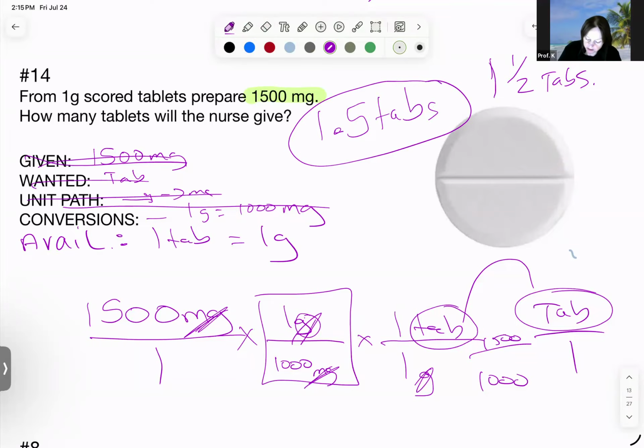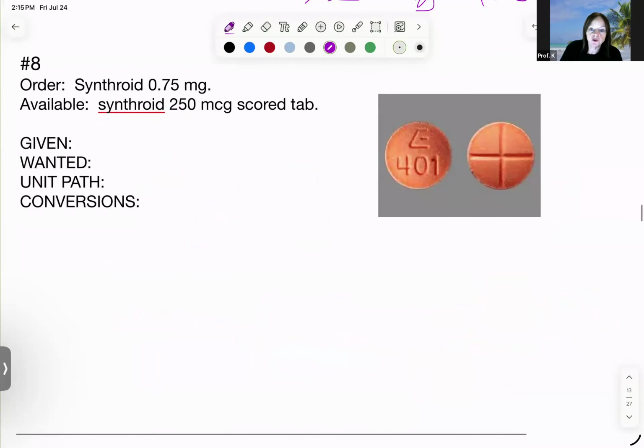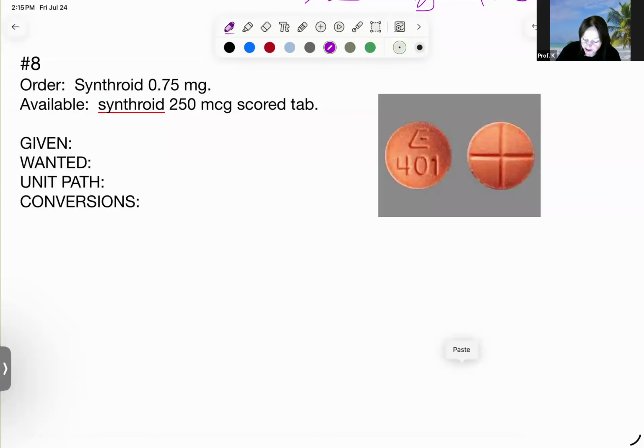Okay. Good. Now here's one that can be split into quarters. So that means if I have a pill that can be split into quarters, I can give a quarter, I can give a half, I can give 3/4, I can even give a whole pill. So I have so many more options, right? That means I have to really pay attention to my final answer and if I have to round it. So what is my given in this question?